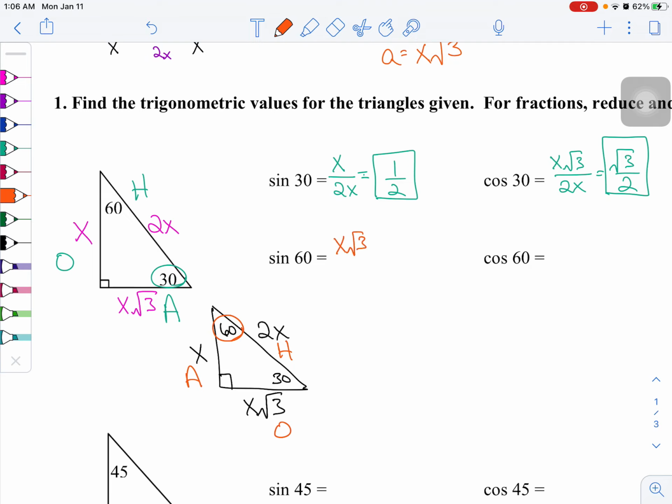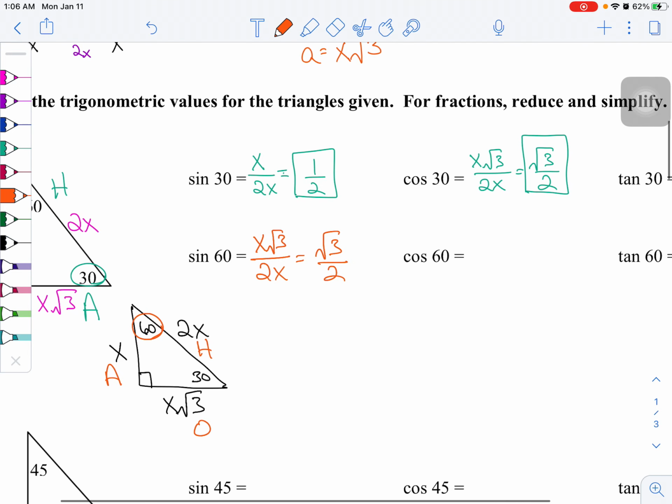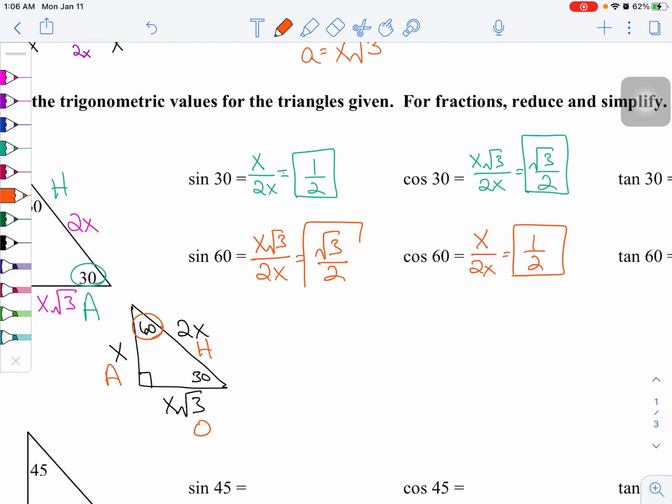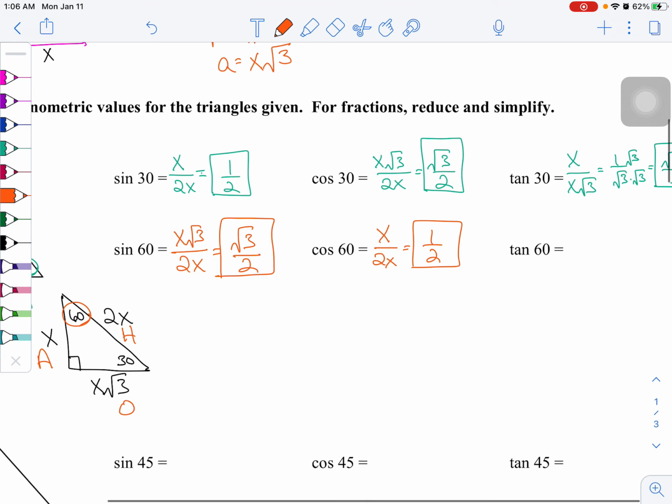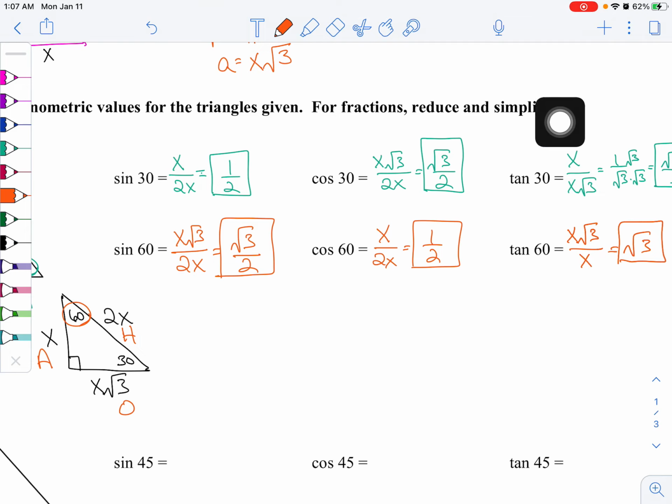So the sine of 60 is going to be opposite, x root 3, over hypotenuse, 2x. So root 3 over 2. Cosine of 60 is going to be adjacent over hypotenuse. Cancel out the x's, and you're left with 1/2. We'll go ahead and box those up too. And last one, tangent of 60 is going to be opposite over adjacent, so just root 3 when it simplifies.